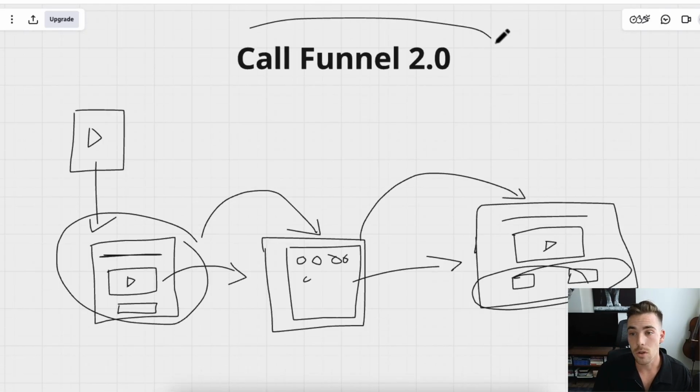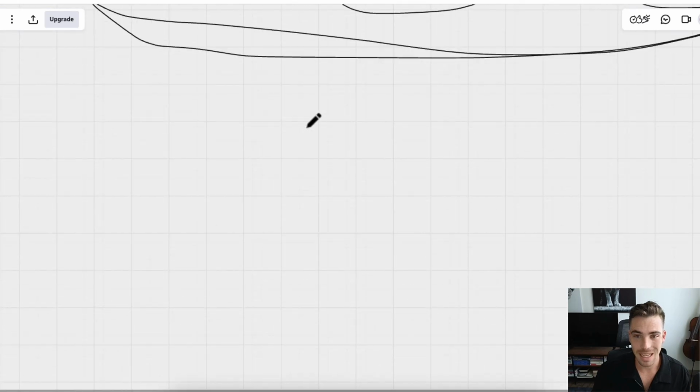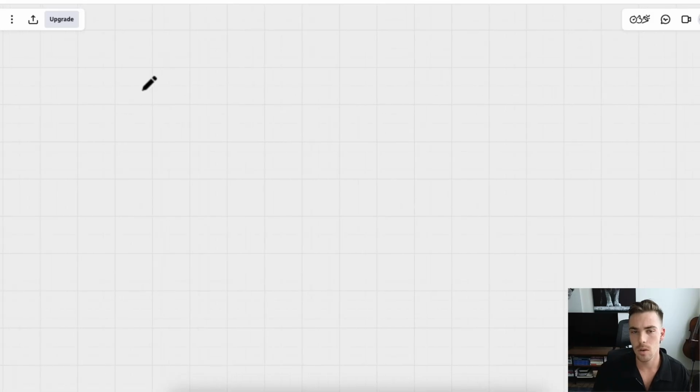The call funnel 2.0 is essentially, instead of sending everyone to the closer call directly, we're sending people to where they have to be vetted and triaged by a setter first. And I'm going to go into some nuances here now. Now, to be clear, there are some cons to this. There are some downsides you need to be aware of.